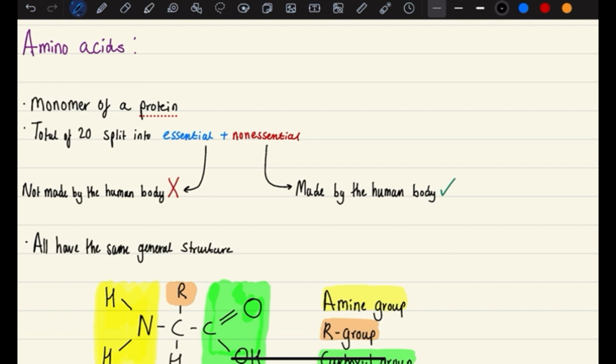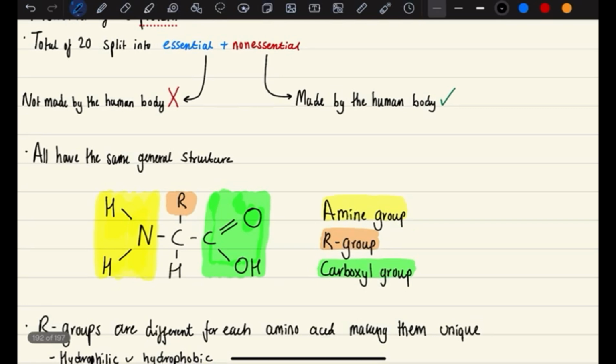So essential, not made by the human body. You need to get these in your diet. Non-essential, they are made by the human body. That's fine. You don't need to know specific examples for either, not really relevant to your A levels.